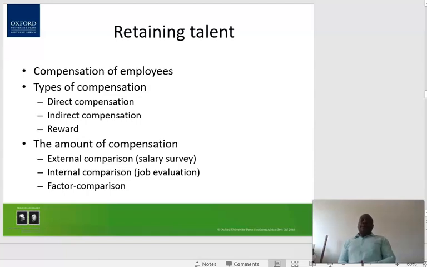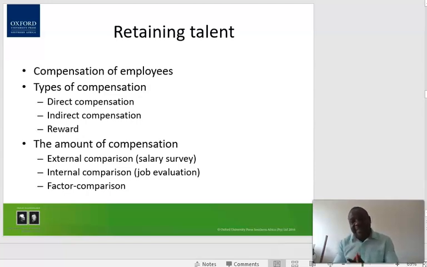We should also look at compensation. Compensation is used to retain talent. Because if you do not reward people well, if you do not pay them well, they may look for what they call greener pastures. They leave your organization. No matter how much you have developed them, no matter how much you have invested in them, they can still leave your organization and go elsewhere.